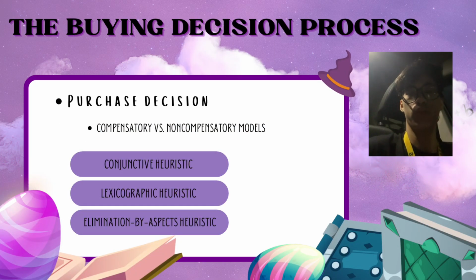Compensatory versus non-compensatory models. Compensatory models evaluate options by allowing attributes to balance each other out. Non-compensatory models do not allow trade-offs; specific criteria must be met. Heuristics. Conjunctive heuristic: choices are made based on meeting a minimum threshold across multiple criteria. Lexicographic heuristic: the most important attribute is considered first, and options are evaluated based on that attribute alone. Elimination by aspects heuristic: options are eliminated based on the lack of specific attributes, assessing them in order of importance.